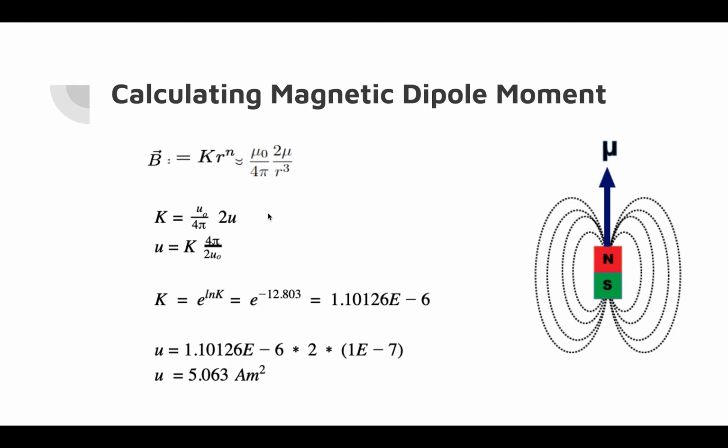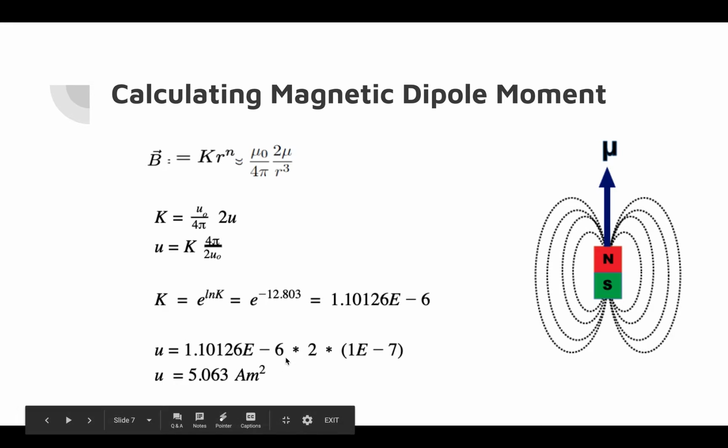So then I could rearrange the equation to equal the magnetic dipole moment, and then once I solved for the value of k, I plugged this in, and then the magnetic constant was also plugged in, and then I solved for mu, and I found mu to be 5.063 amps meters squared.